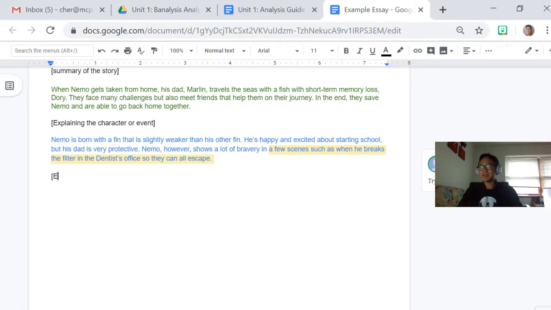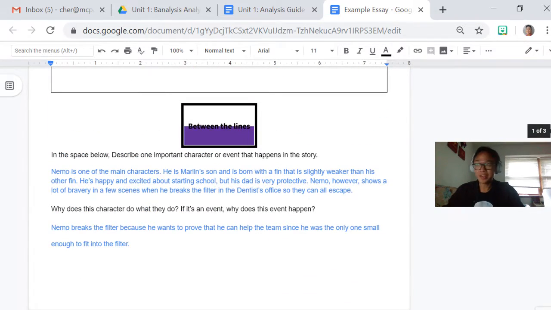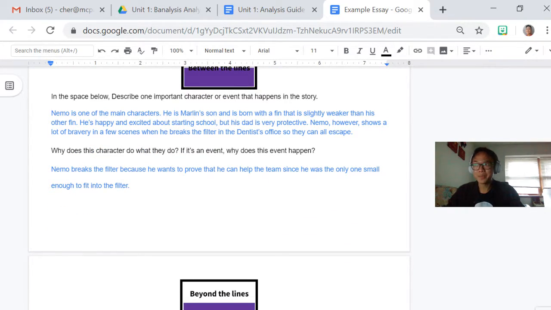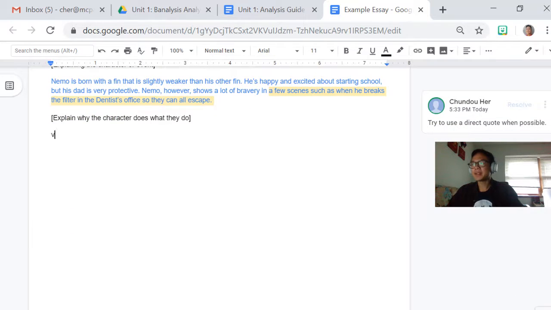So next I want to explain why the character does what they do. Well, conveniently enough, I do have an answer for that, because the next question is, why does this character do what they do? So Nemo breaks the filter because he wants to prove that he can help the team since he was the only one small enough to fit into the filter. Let's copy and paste that down.